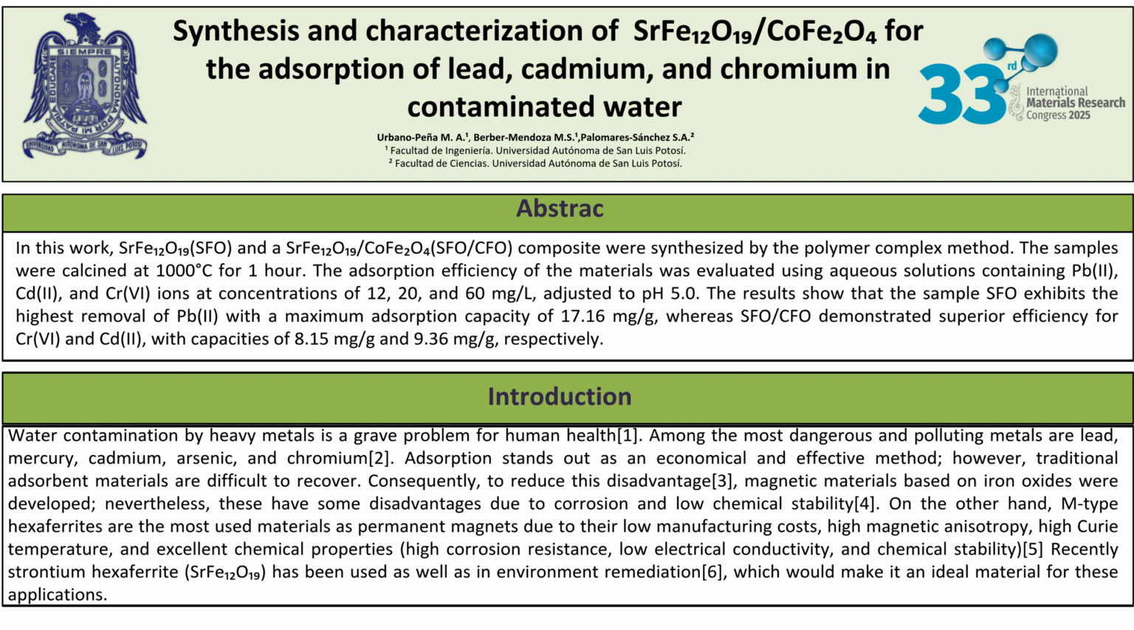Introduction. Water contamination by heavy metals is a grave problem for human health. Among the most dangerous and polluting metals are lead, mercury, cadmium, arsenic, and chromium. Adsorption stands out as an economical and effective method. However, traditional adsorbent materials are difficult to recover. Consequently, to reduce this disadvantage, magnetic materials based on iron oxides were developed. Nevertheless, these have some disadvantages due to corrosion and low chemical stability.